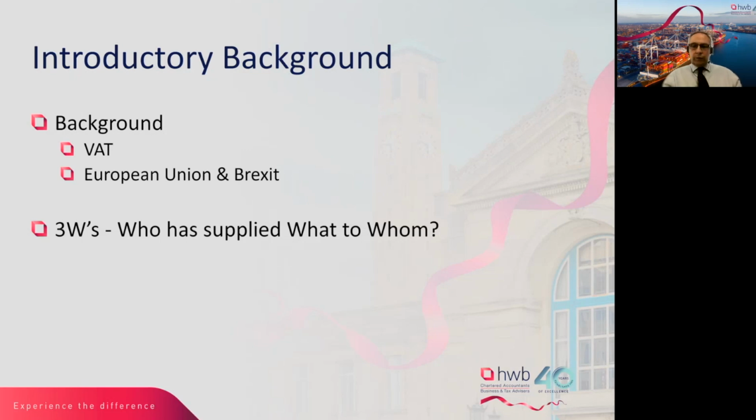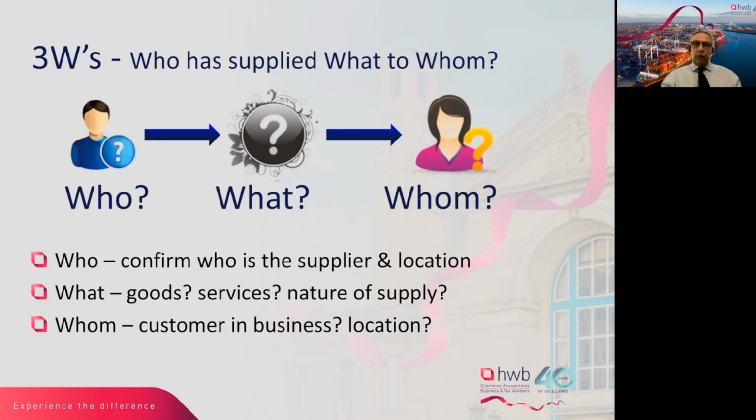So how do we get this right? Well, the key to this is the 3 W's. The 3 W's are who has supplied what to whom. The who part of this is, are we dealing with other businesses on a B2B basis, or is it end consumers on a B2C basis? Are they VAT registered or not, and where are they located?